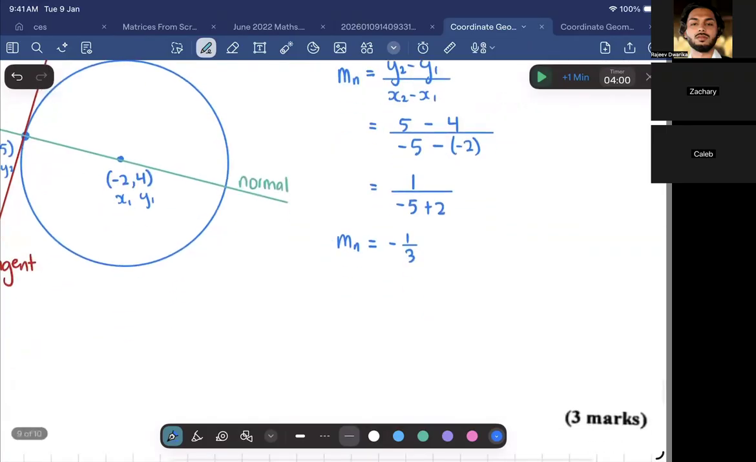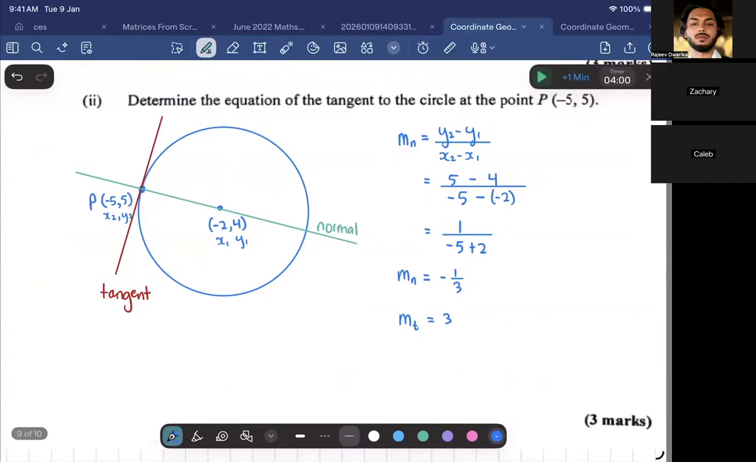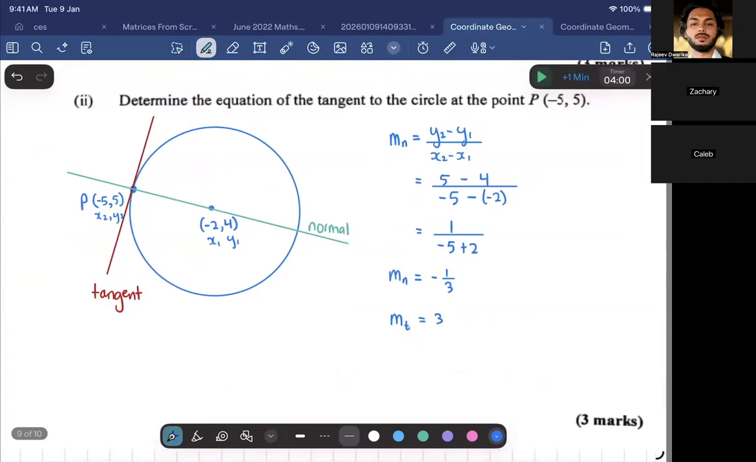Caleb, how would I find the gradient of the tangent now? The negative reciprocal, right? So if I change the sign, the negative 3 over 1 becomes positive 3 over 1, which is just 3. Now, which point am I going to use to find the equation of the tangent?